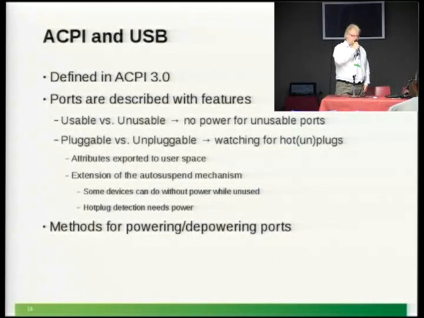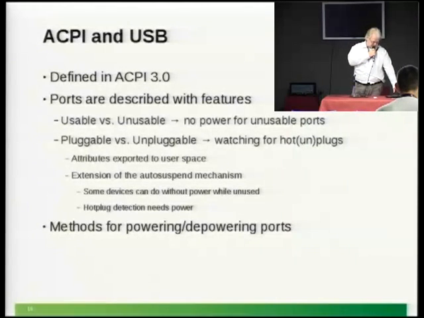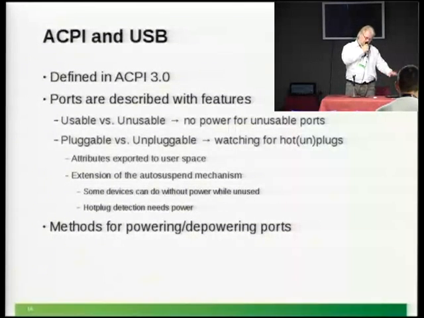So, what do we do with it? We export these attributes to user space, so the GUI can do something more or less sensible with it. And we extend the auto-suspend mechanism. You can tell the auto-suspend whether to simply and nicely suspend your device or to cut power to the port. And if you cut power to the port, there will be no more hot plug detection. That is the trade-off you have to make. And last but not least, USB gained by doing the ACPI standard methods for powering and depowering ports on the motherboard. On hubs, we already could do it. That's part of the standard command set.